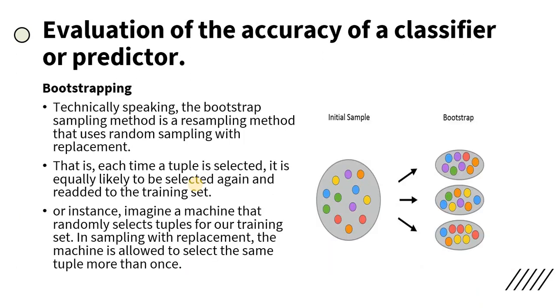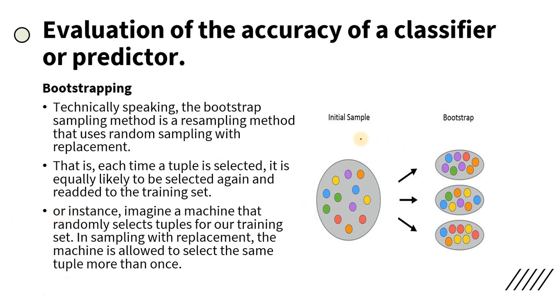And the last one is bootstrapping. Technically speaking, the bootstrap sampling method is a resampling method that uses random sampling with replacement. That is, each time a tuple is selected, it is equally likely to be selected again and added to the training set. For instance, imagine a machine that randomly selects tuples for our training set in sampling with replacement. The machine is allowed to select the same tuple more than once.